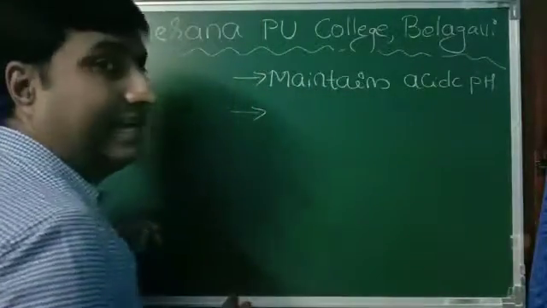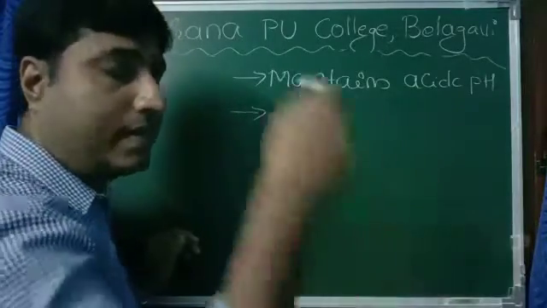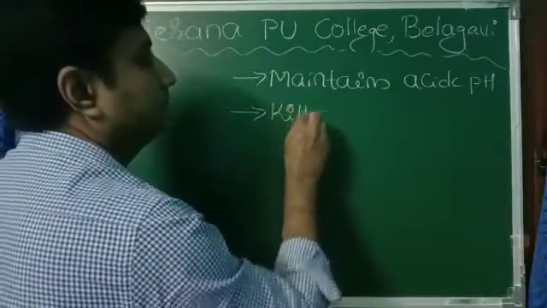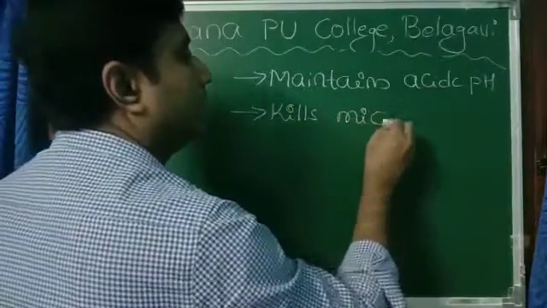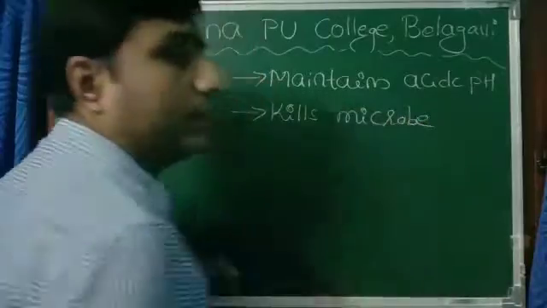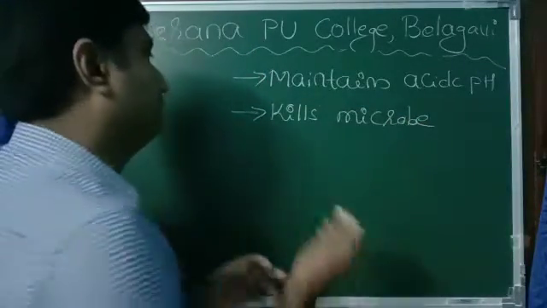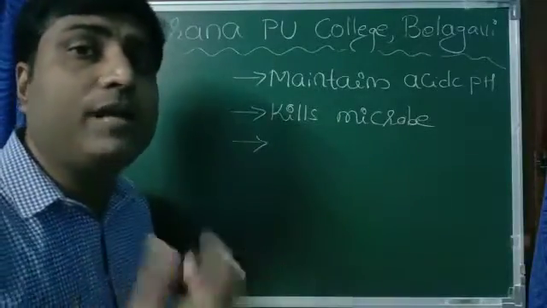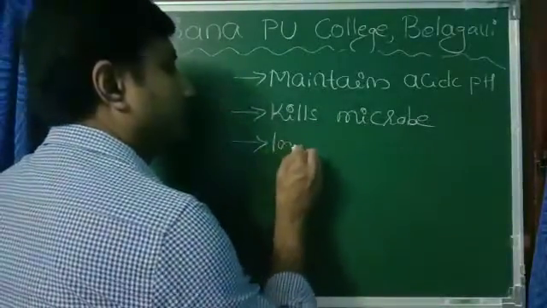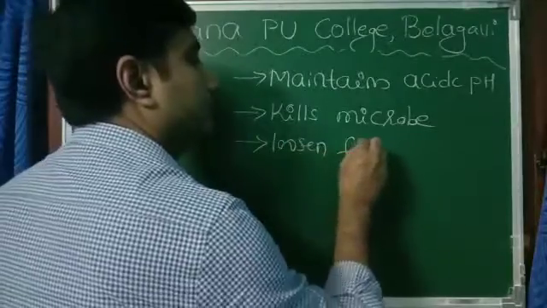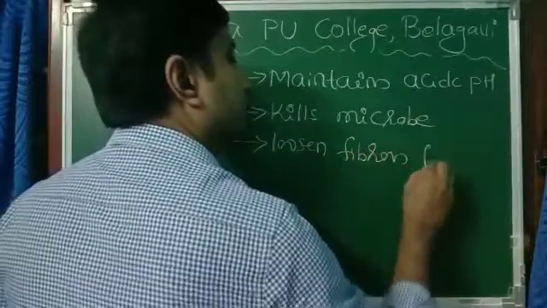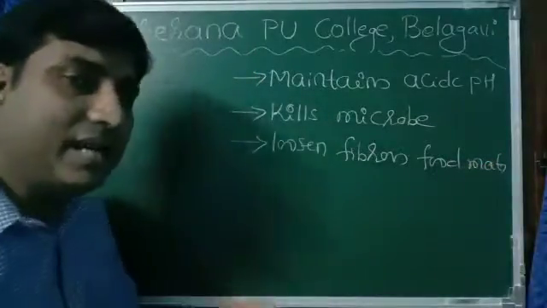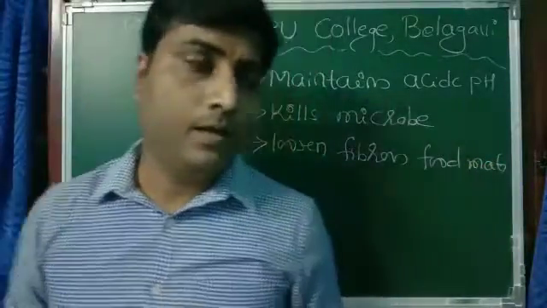Second one, it can kill the harmful microbes that entered into our stomach along with the food. The harmful microbes, including bacteria, will get killed. It can also loosen the fibrous food material. So like this, it has its own function to do.